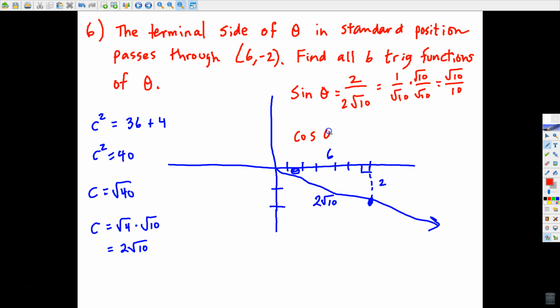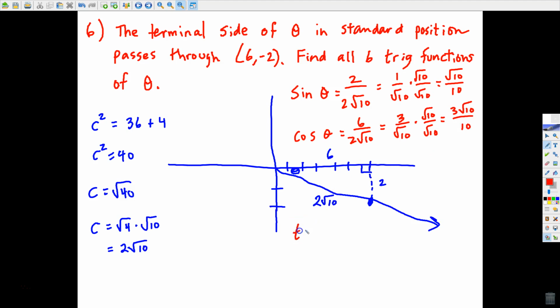Okay, let's go to cosine theta. All right, so here's theta. That's the adjacent side over the hypotenuse. And 6 over 2 is 3. And once again, we need to rationalize, by using root 10, top and bottom. So that'll be 3 root 10 over 10.